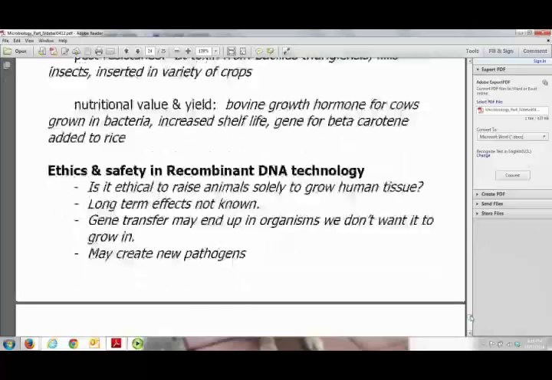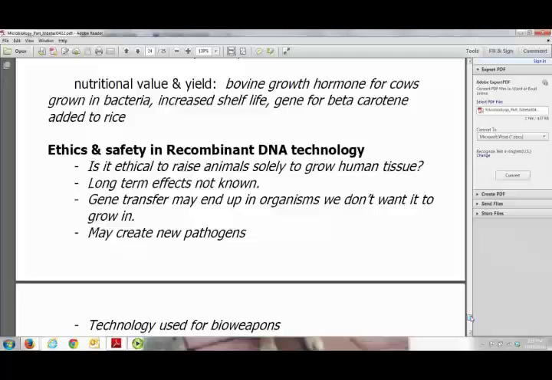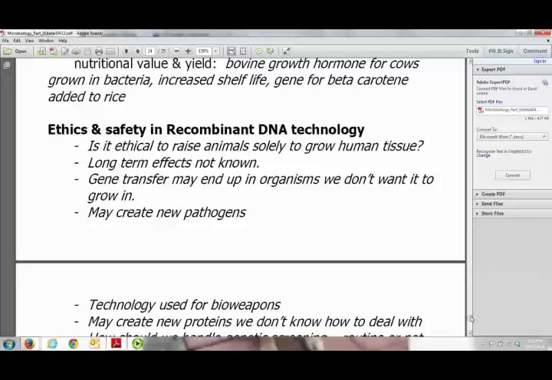So recombinant DNA technology has lots of issues for a lot of people with ethics and safety. Some questions, and these are not all the issues by a long shot, just some ideas of issues that have been raised. Is it ethical to raise animals solely to grow human tissue? The long-term effects are not really known. We haven't been doing this all that long.